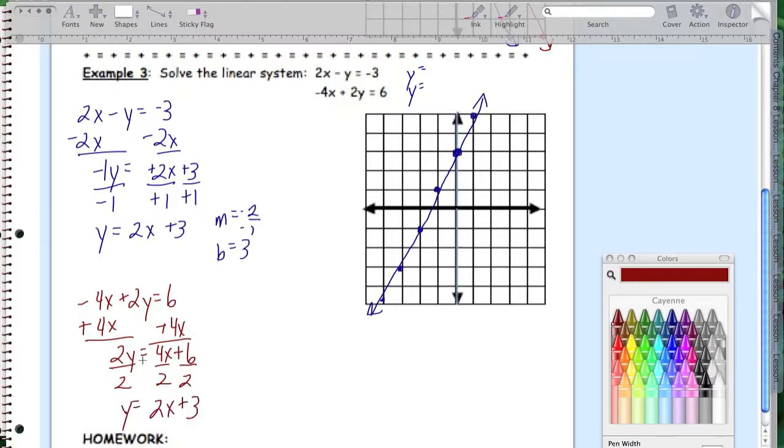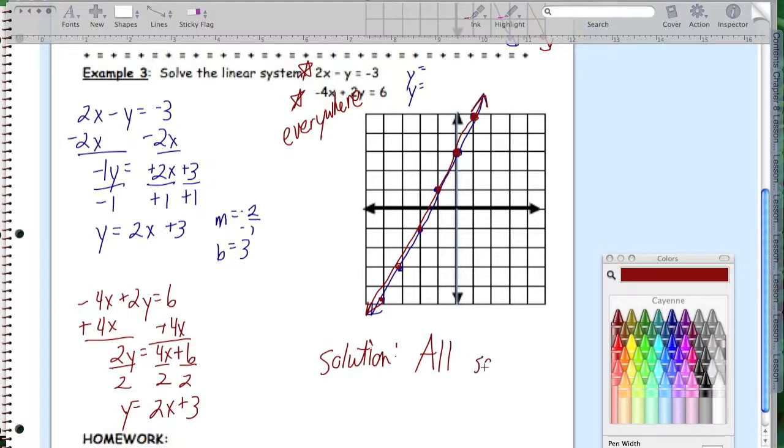Oh my goodness, we have exactly the same equation. So if I plot it, I will get exactly the same thing. Up 3, then up 2 over 1. All of these points fall on the same line because it is exactly the same line. So in this case, where are they intersecting? Where do these two lines intersect? Where does this line intersect with this line? Everywhere.